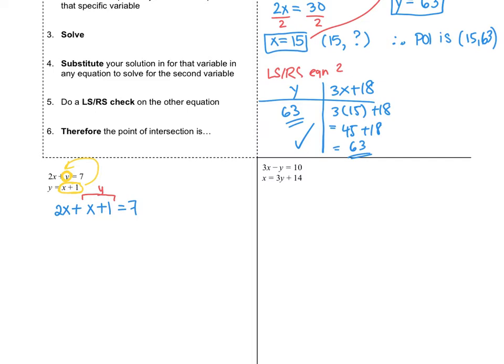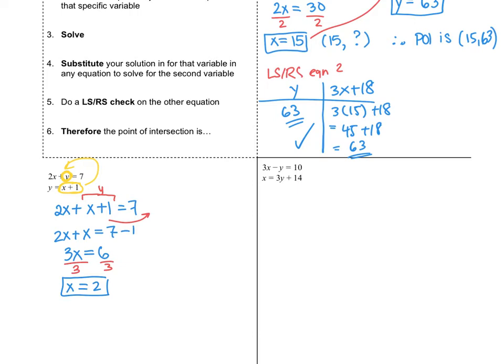And now I'm going to bring the constant to the other side to join the 7, and it will become negative. 2x plus x, or 1x, is 3x, and 7 subtract 1 is 6. Final step is always to divide out that coefficient, and I got 2.